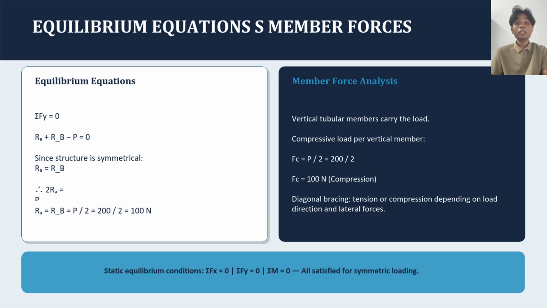To make sure the design is solid, we use the rule of static equilibrium by summing the forces in the vertical direction. We confirm that our support reactions are exactly 100 Newton each. For load distribution, this proves that our vertical aluminium tubes are effectively carrying the 200 Newton load. Each tube handles 100 Newton of compression. Our diagonal bracing is there to provide extra support, handling either tension or compression depending on any side-to-side force. Thank you.